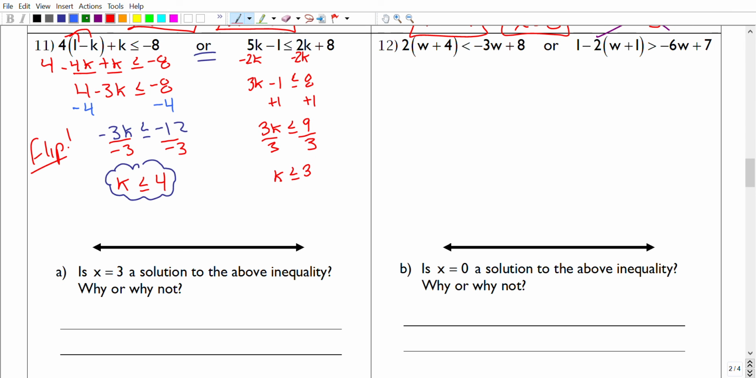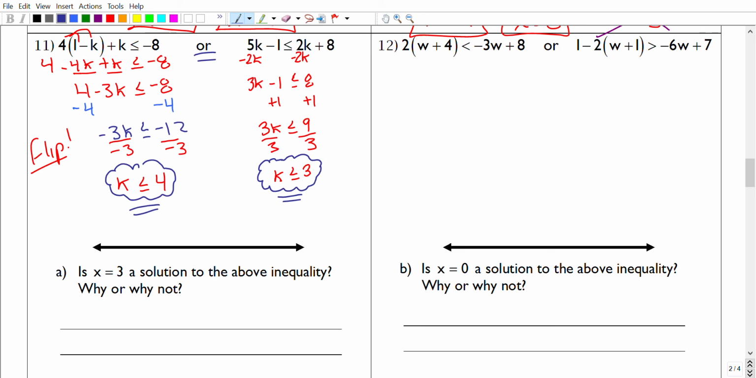Now, I want to point something out, and actually, the fact that this mistake happened is a good way for us to analyze why this cannot possibly be an answer. Notice how here I have k is less than or equal to 4, and here we have k is less than or equal to 3. So if I were to graph this, they would both be pointing to the left. We can't have that. For OR statements, one goes to the left and one goes to the right.